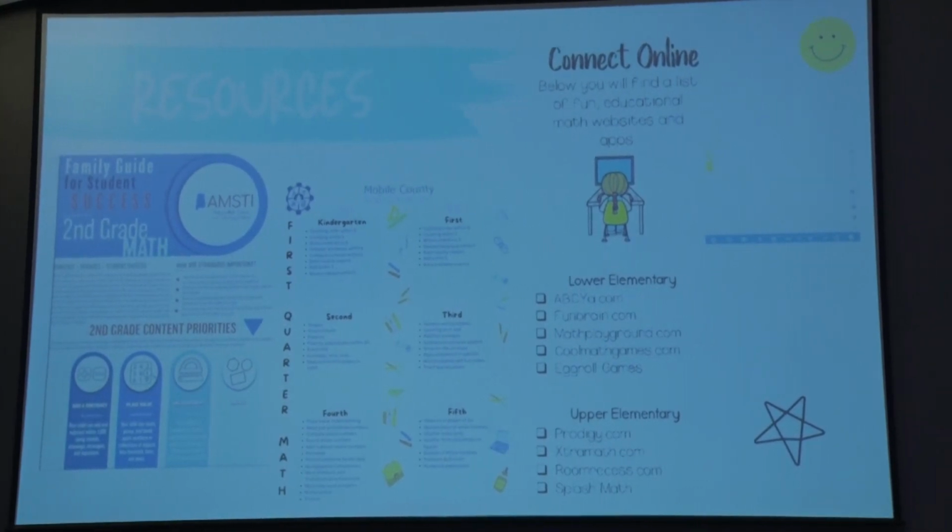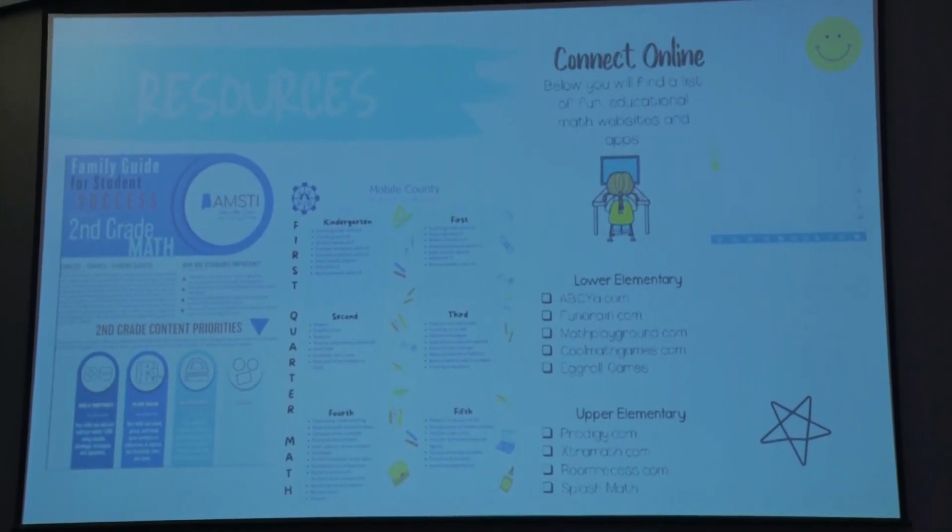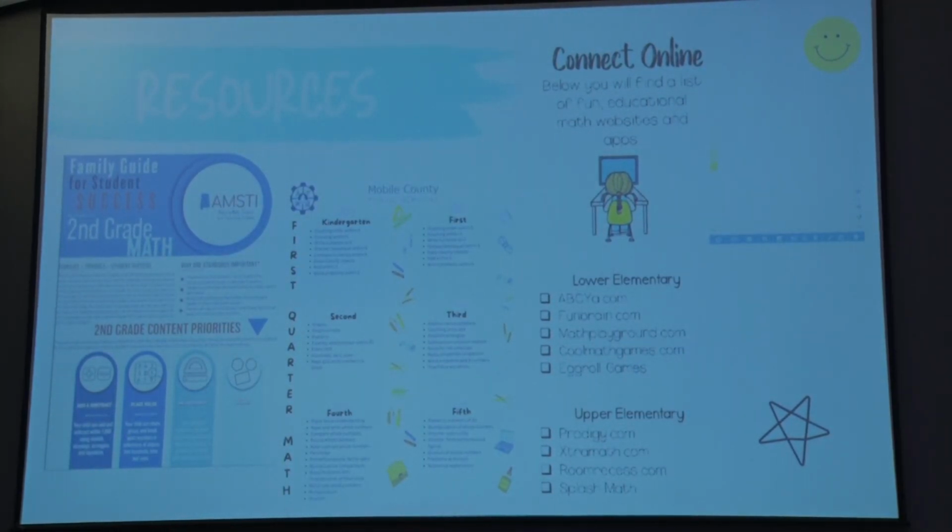You also can access this family guide at the amsti.org website. And we are going to give you a list of these Mobile County standards by the quarter. So in first quarter, it has all grade levels on there, so you can take a peek for all of your students. And then there are different websites up there that I have listed that you can work with your students at home.